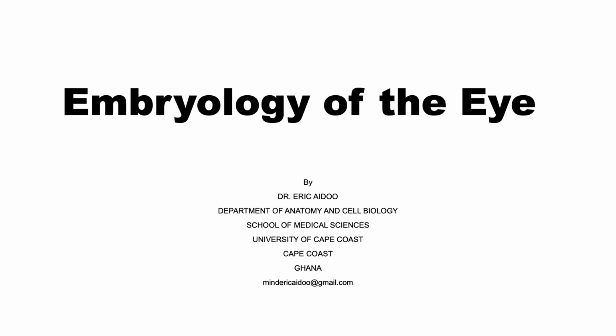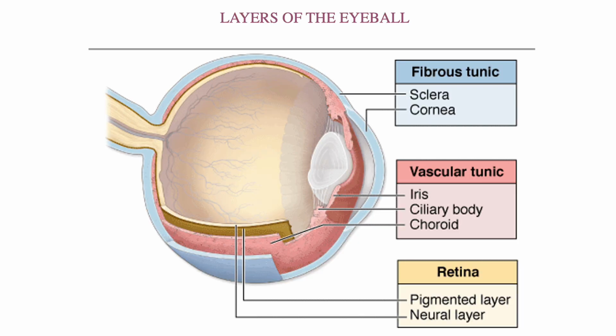I'm pleased to bring to you Embryology of the Eye. The eyeball has the fibrous tunic, vascular tunic, and the retina. The fibrous tunic is made up of the sclera and cornea. We will soon see the origin. The vascular tunic is made up of the iris, ciliary body, choroid.